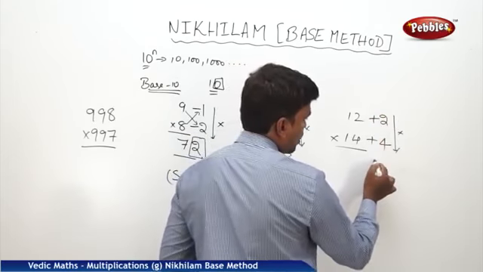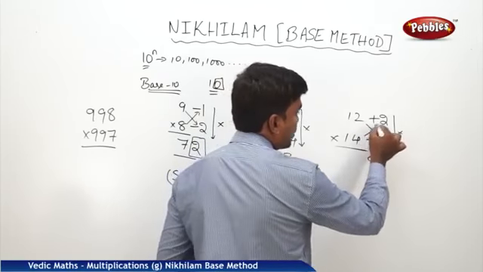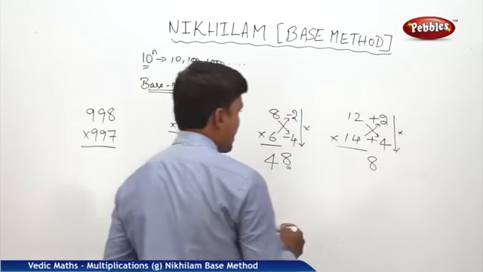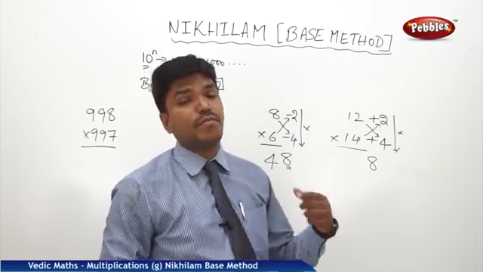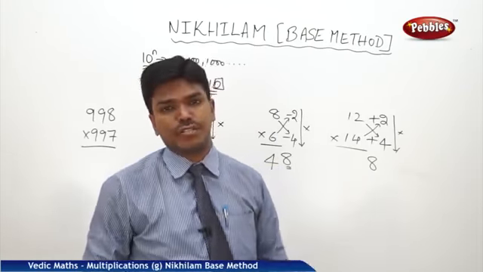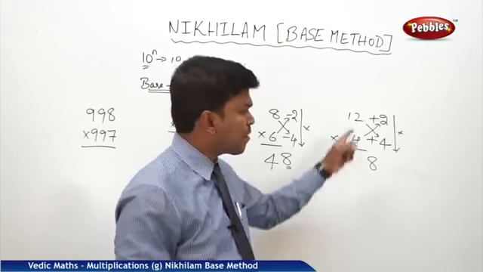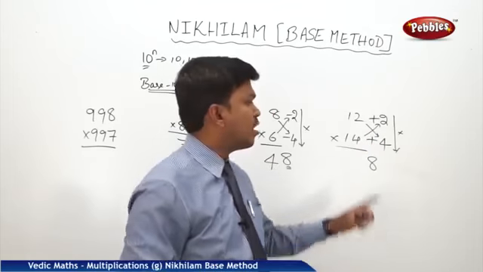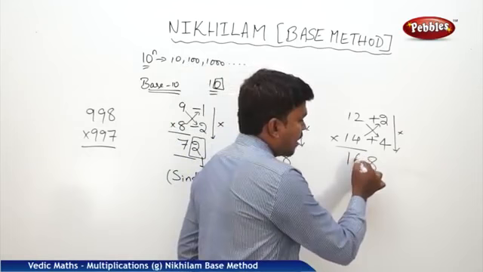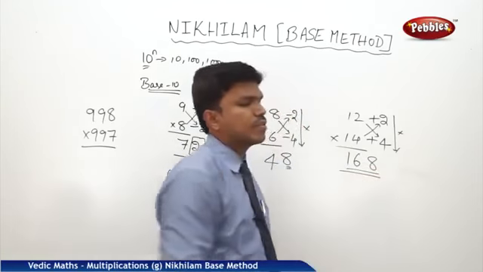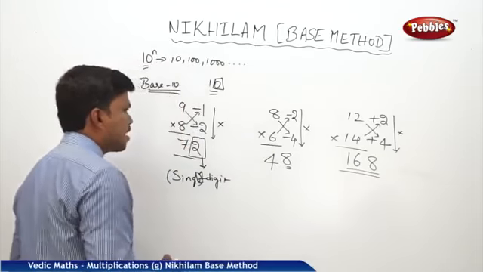2 into 4, 8. Now cross addition this time. Why? Because since it is a plus symbol, since it is more, we are going to do cross addition. Here it was cross subtraction, but here it is cross addition. What is 12 plus 4? 16. What is 14 plus 2? 16. So in either of the ways you are going to get the same answer. So what is our answer? 168.